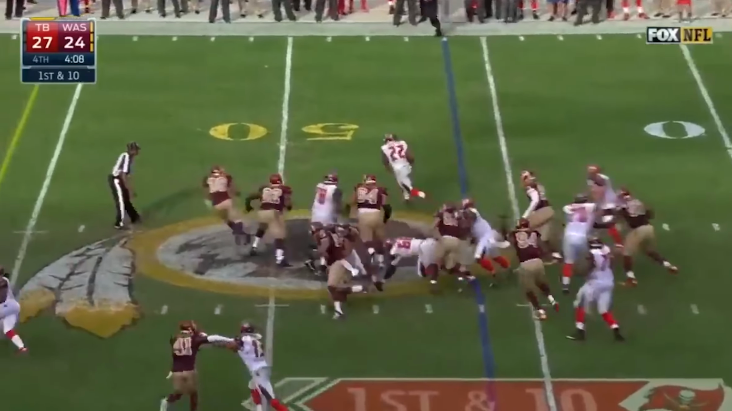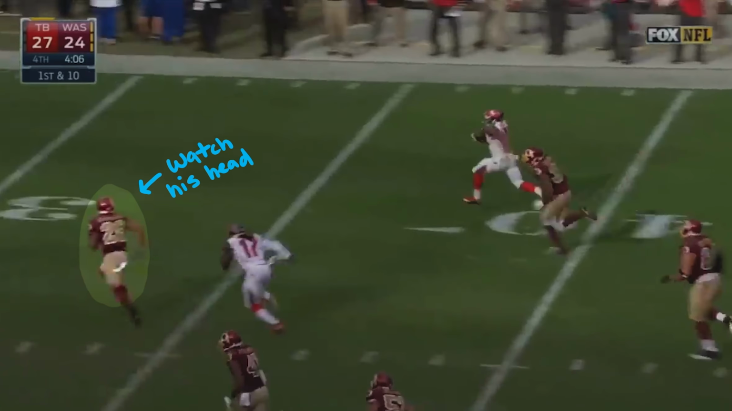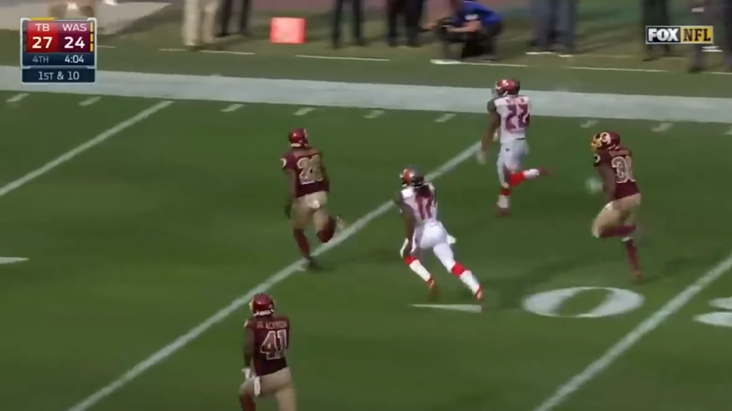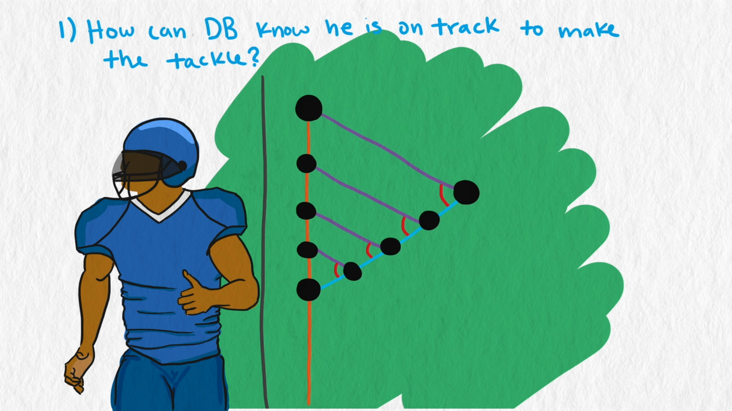We can see this on the video clip. The angle between the head and the shoulders seems to stay constant right up until the moment of contact, showing that the DB was quite close to the ideal path. With this information, we have now figured out something that is really useful for DBs in the moment. Even if they don't use the geometry to initially pick a direction, they can pay attention to the swivel of their head as they run.